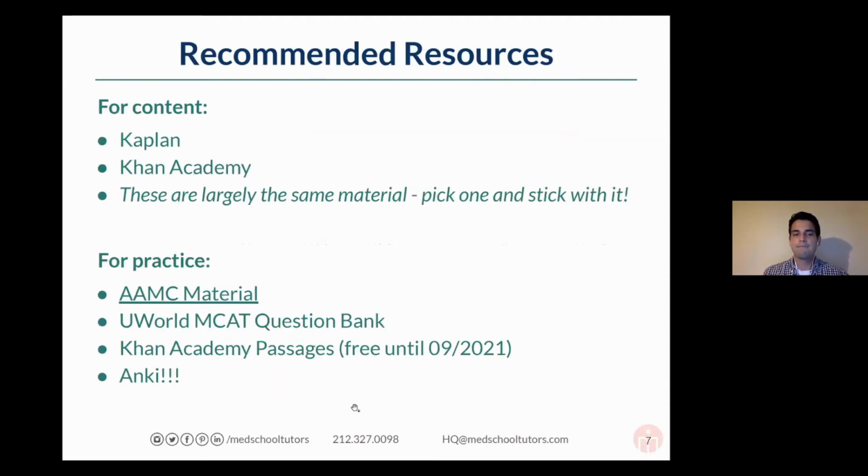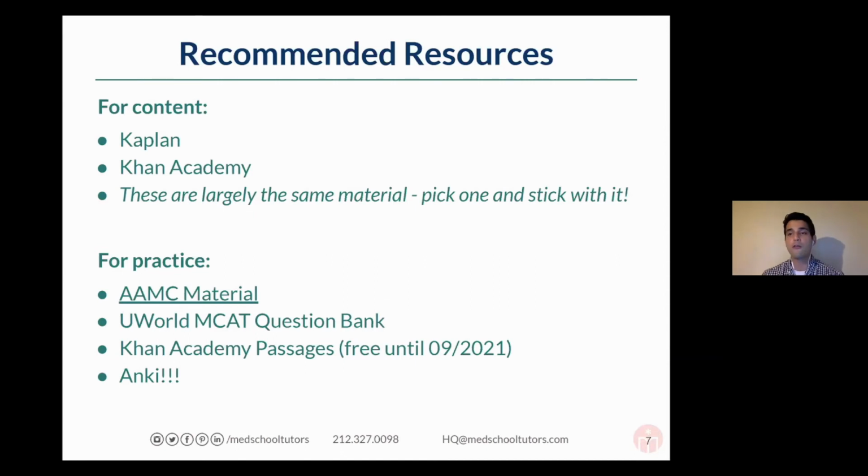And that'll actually really serve you well on other sections as well, because the whole test is really testing your understanding of the scientific process, or the scientific method. So that's something that'll pay dividends on the other sections as well.